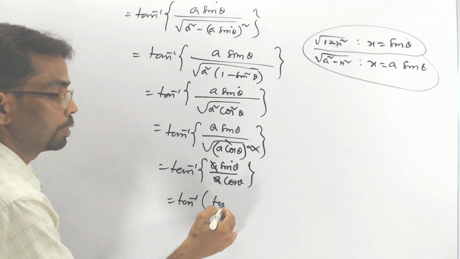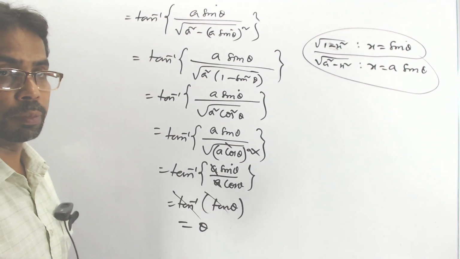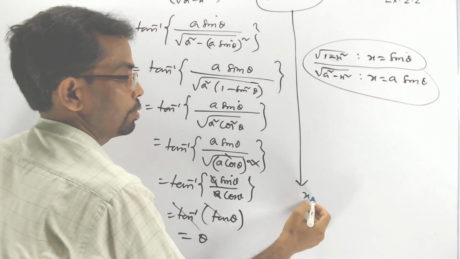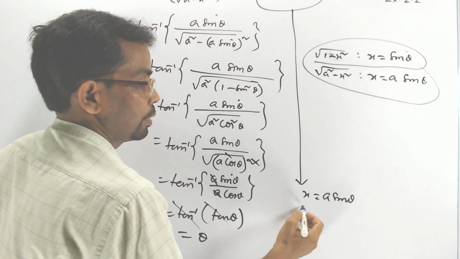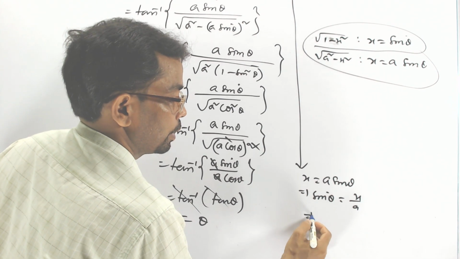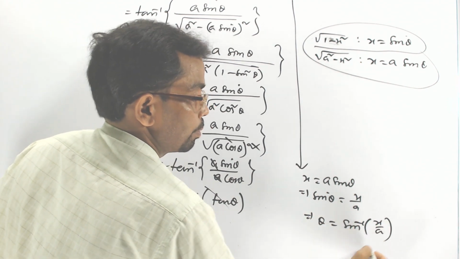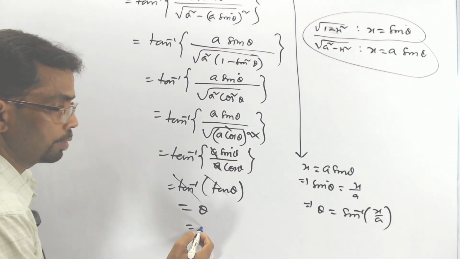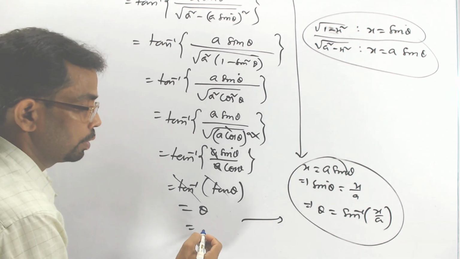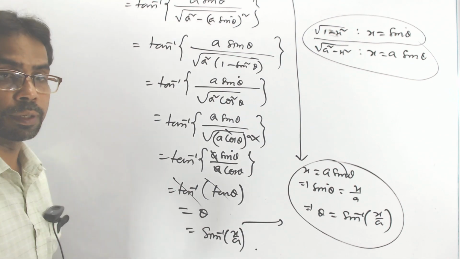sin by cos is tan theta. So tan inverse tan cancels, remaining theta only, and then we must remove theta. We have taken x equal to a sin theta, then sin theta is x by a, and theta will finally be, taking sin to the other side, sin inverse of x by a. So the final answer is theta equal to the conversion I have shown here. Theta is equal to sin inverse of x by a, and this is the simplest form.